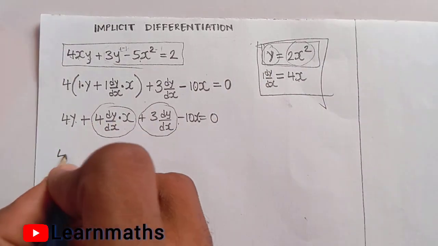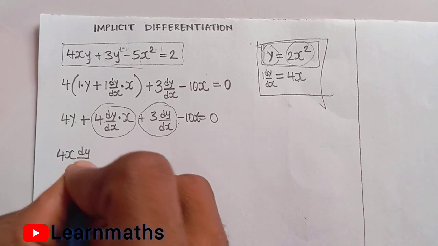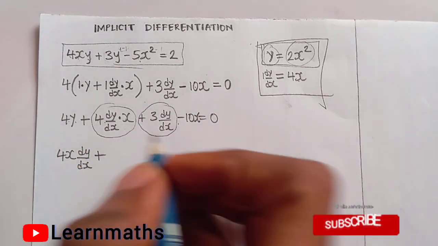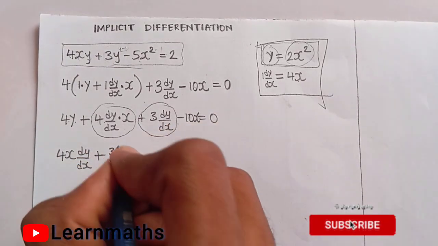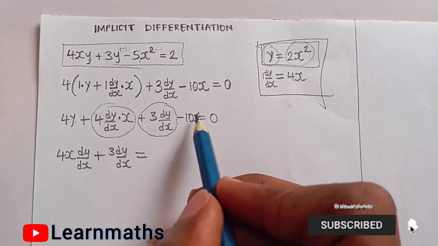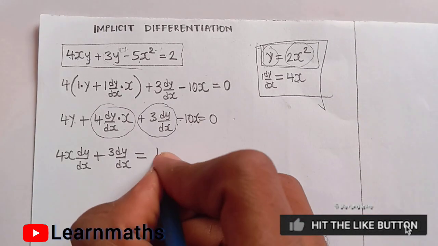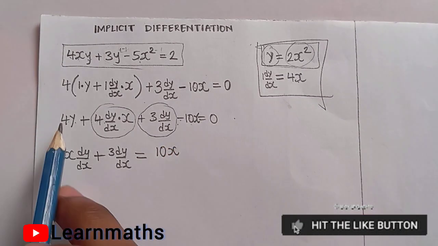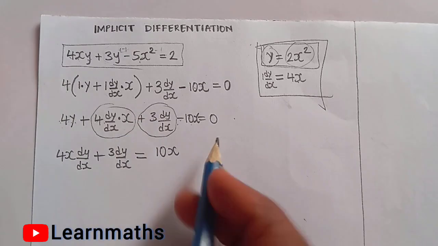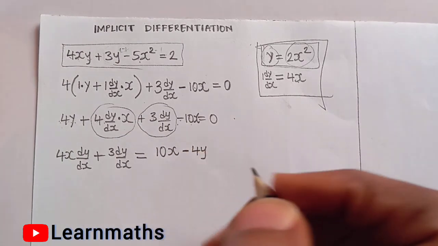So I'm going to have 4x dy dx plus 3 dy dx equal to, now this negative 10x, we're going to send over the equal to sign, it becomes positive 10x. Then this positive 4y will send over the equal to sign and it becomes negative 4y.